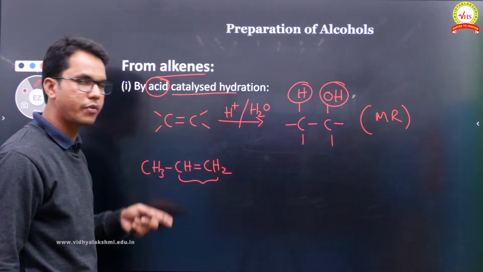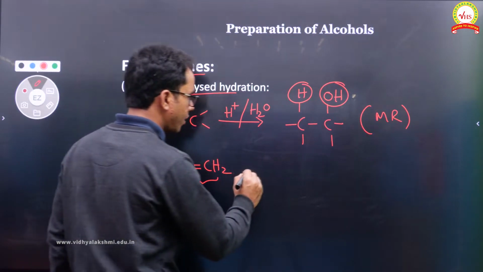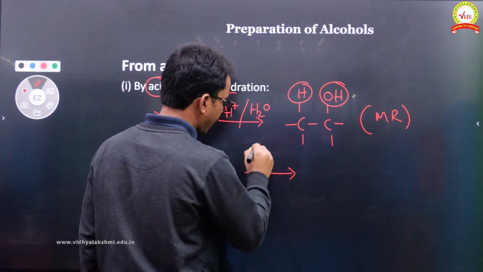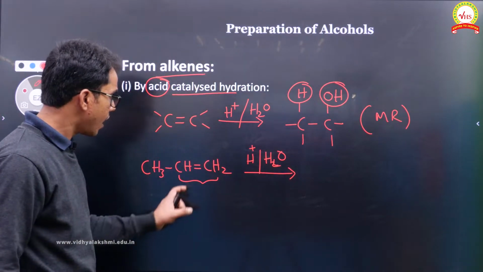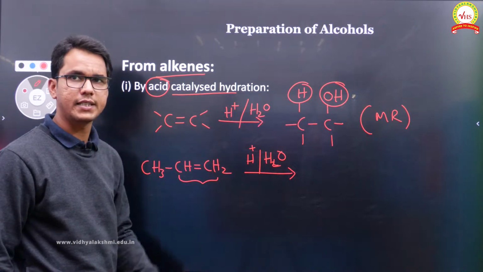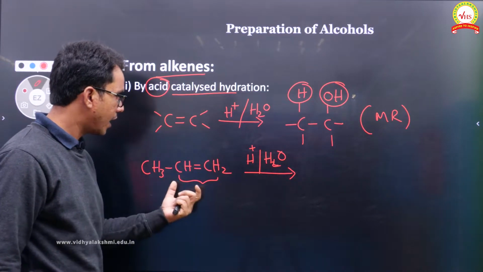One is with one hydrogen, another one is two hydrogens over there, okay? Now, what we will do? The same thing we will do, okay? Acid plus water. What is happening here is that addition of H plus and OH minus takes place to the alkene over there, right?